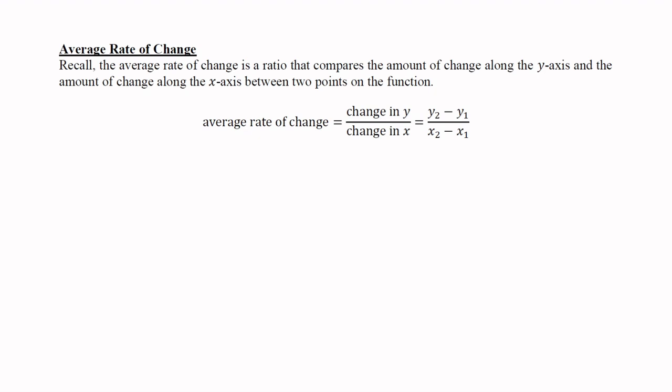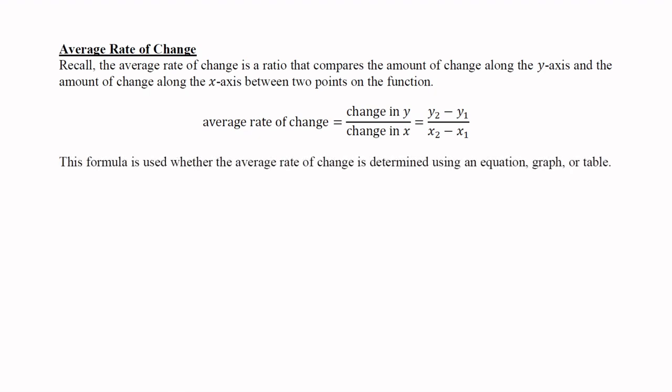That was our slope formula when we did linear functions, and we did average rate of change when we did quadratics. Average rate of change for exponentials works exactly the same way. You want 2 points, and you want to see what your change is between those 2 points. So this formula is used whether the average rate of change is determined using an equation, graph, or a table. So let's start with an equation.